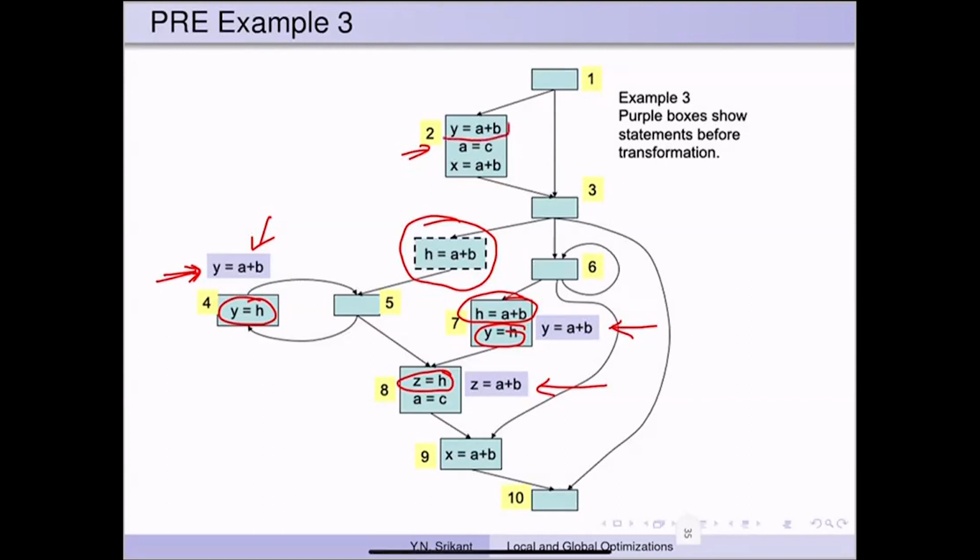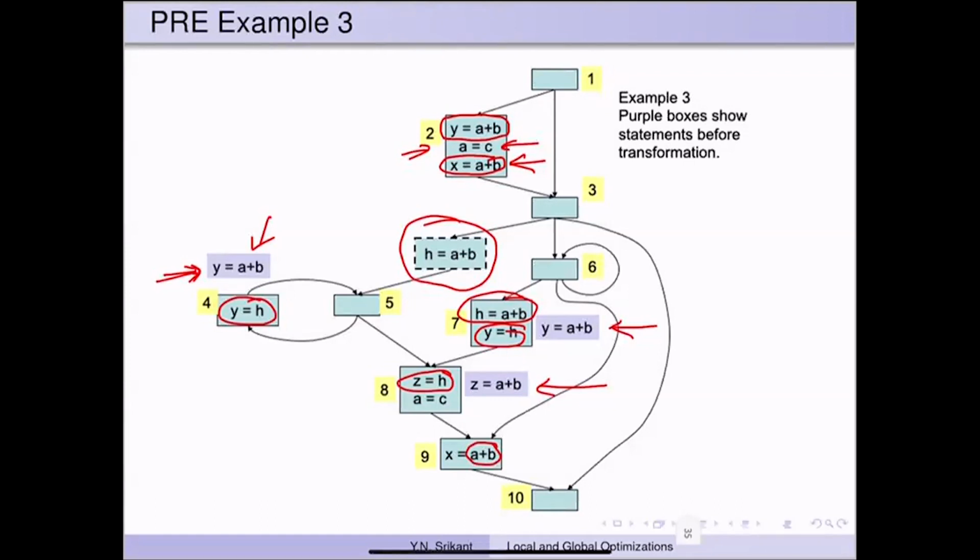We still have this y equal to a plus b, and we still have this x equal to a plus b. Of course, this second a plus b is new after a equal to c, but we are not doing anything about it, right? Why? That is the question. And we have one more a plus b here. We are not doing anything about that either.